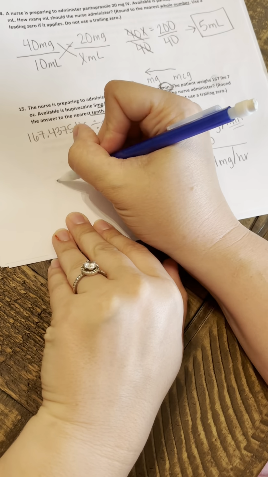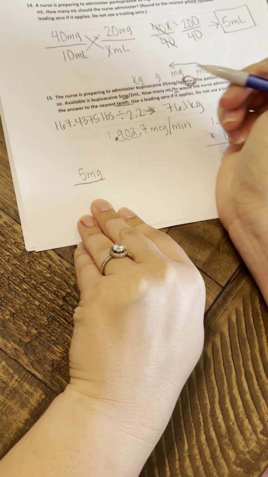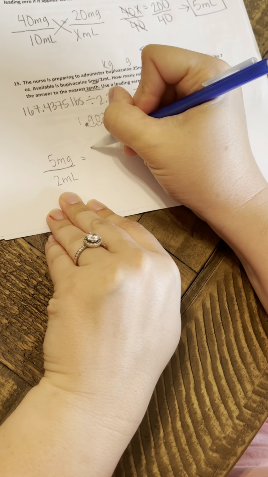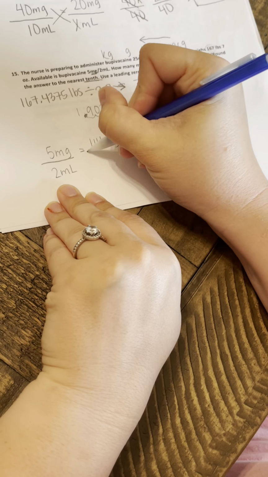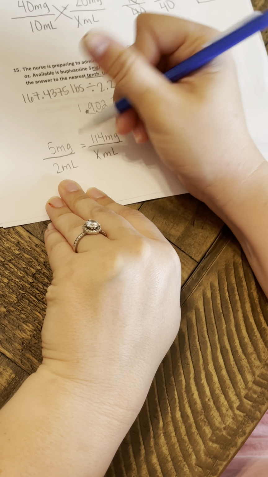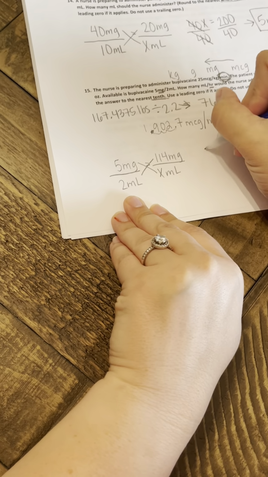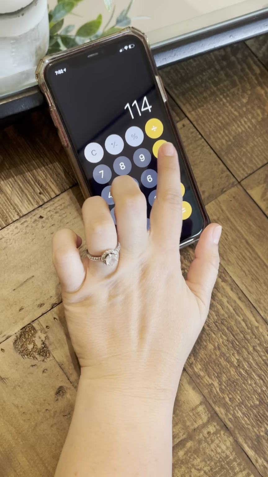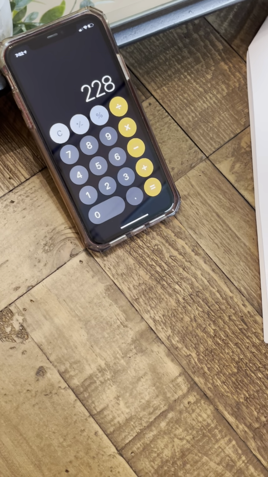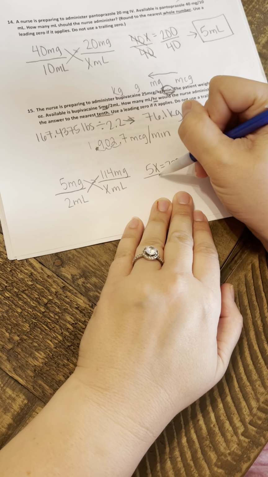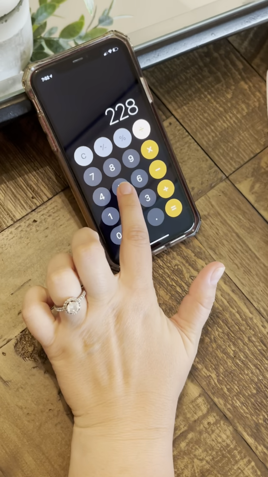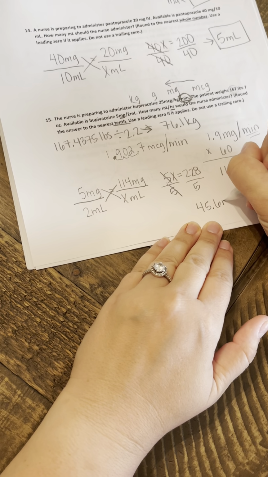So we'll set up our table. So we have 5 milligrams in 2 mLs. And we need 114 milligrams in X mLs. Cross multiply, so we have 5X equals 114 times 2. So we have 114 times 2 equals 228. Get X by itself. So 228 divided by 5. So we have 45.6 mLs.